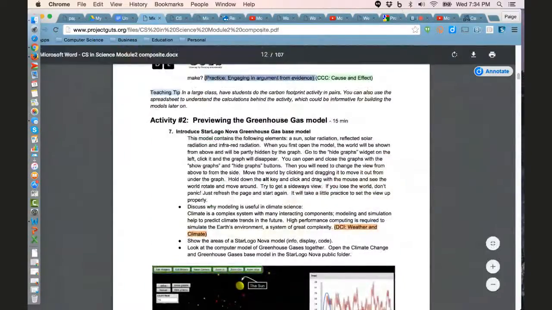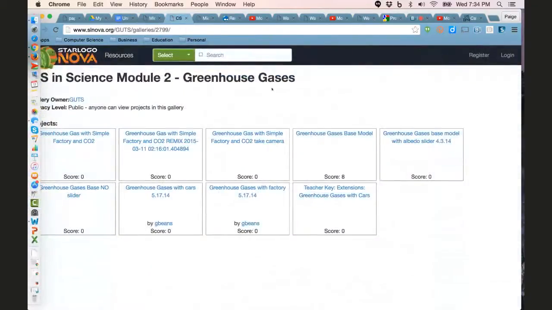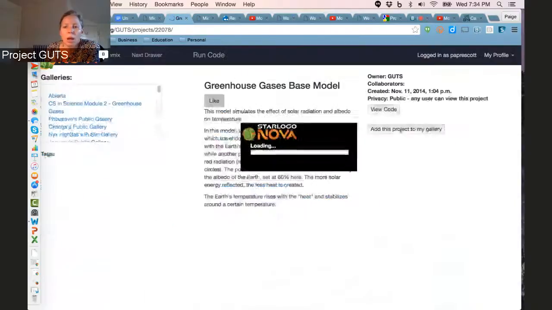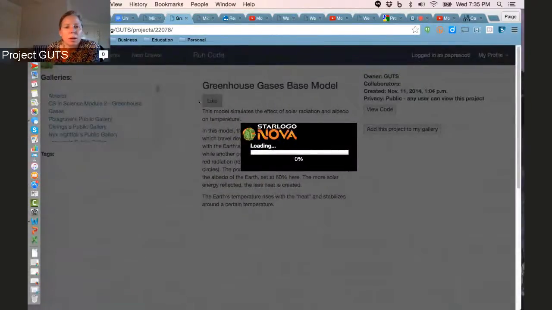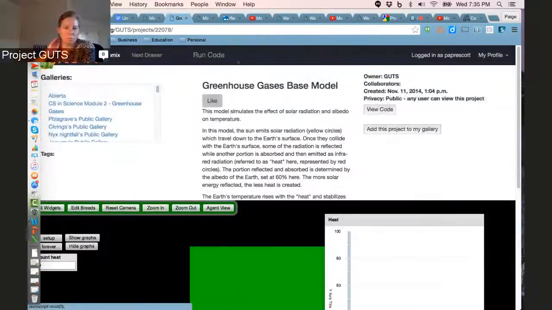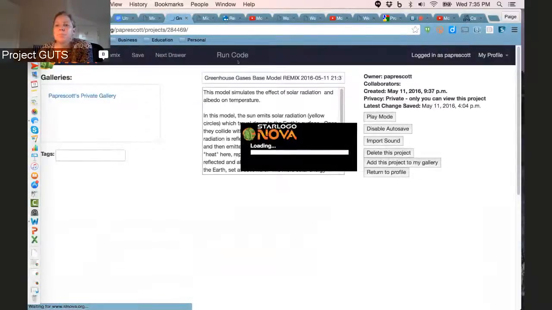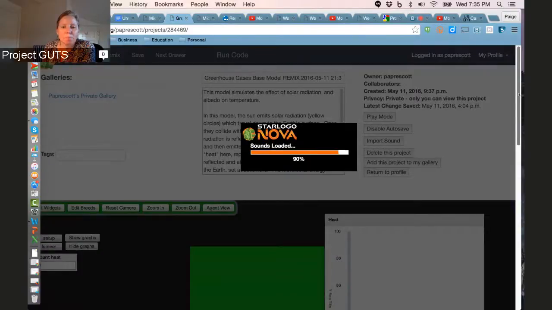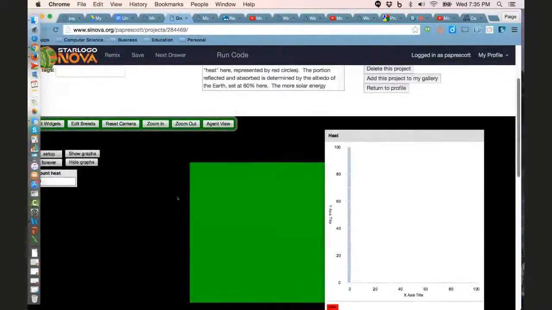This is a fun one because it's 3D. I'm in our gallery with the CS and Science greenhouse gases, and I look for the word greenhouse gas-based model. And I'm going to go ahead and remix it right away. All right, so when I hit setup, it automatically goes into 3D.